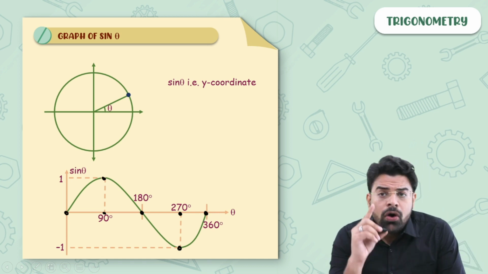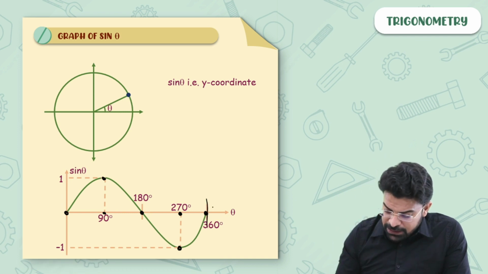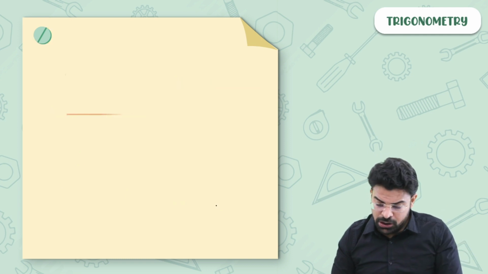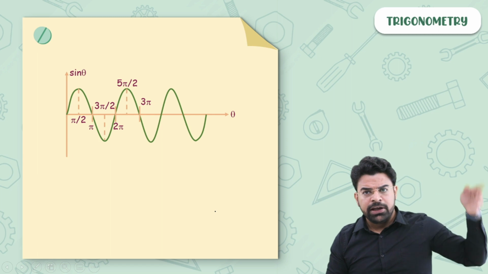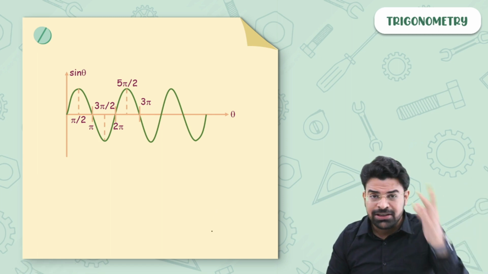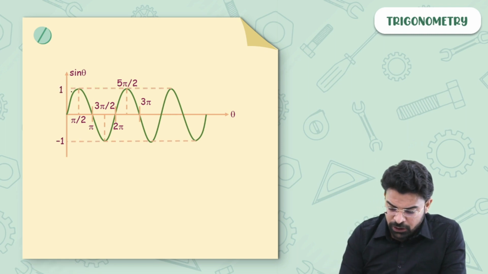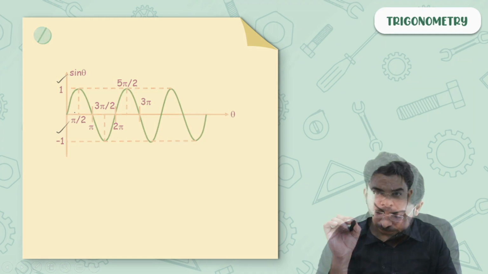We know that all trigonometric functions repeat themselves after 360 degrees. So if we keep on increasing the angle after 360 degrees, what does the graph look like? If we keep on drawing for higher angle, we get the same curve repeating over and over again after every 360 degree, which is after every 2 pi angle. The maximum value of sine theta is 1 and the minimum value of sine theta is -1.